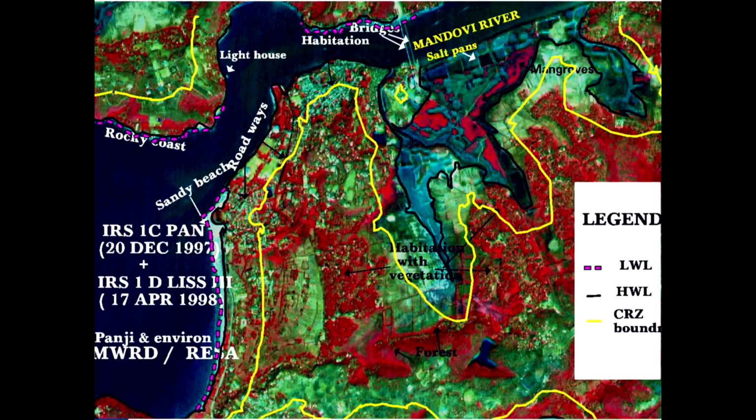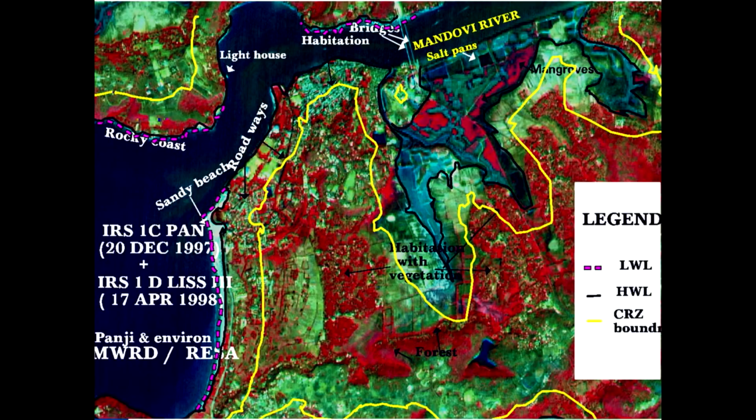So this is an image showing the CRZ mapping of the Panaji area in Goa. Particularly, you can see where the low water line and the high water line have been demarcated, and the CRZ boundary, the yellow line, is basically a 500 meter buffer from the high water line towards the land. So this is the CRZ boundary, but this is a boundary only.